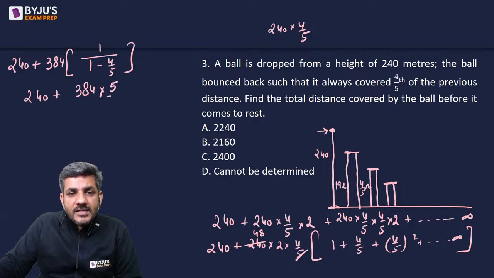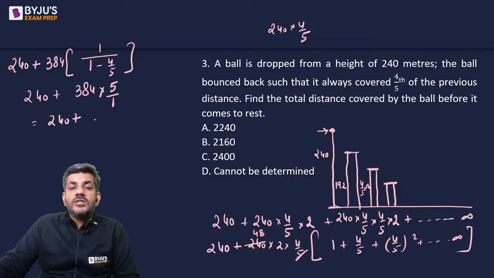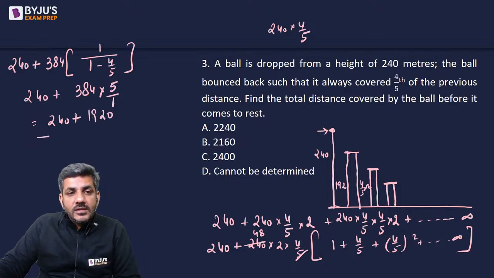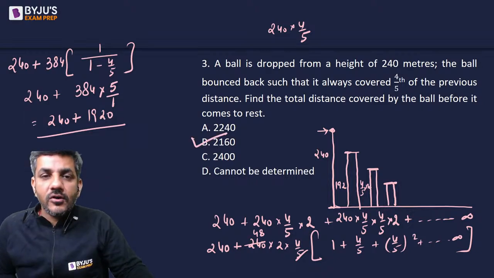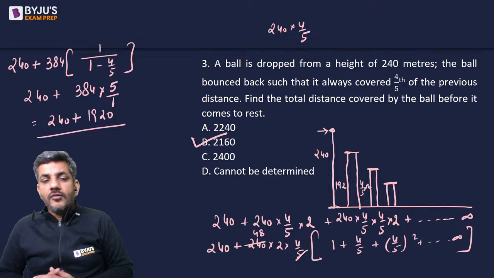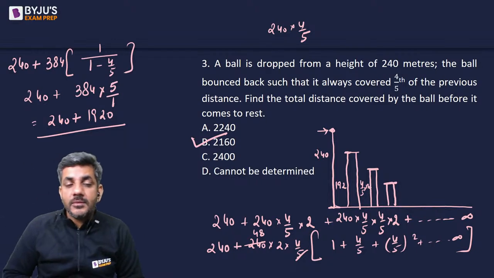So 5 comes on top, 1 comes below. So 240 plus 5 into 384, which is 1920. Just add them, it gives you 2160 as the right answer for this question. For question number 3, the right answer is option B, 2160.